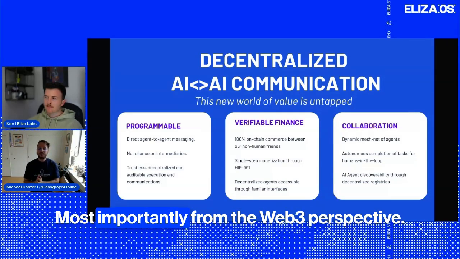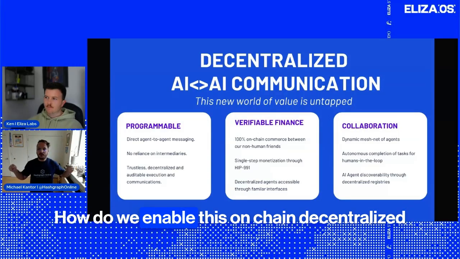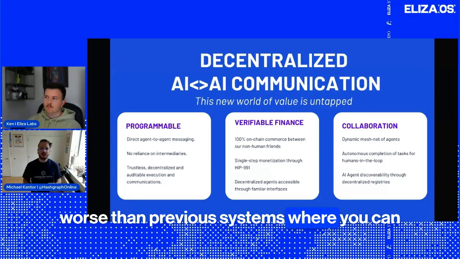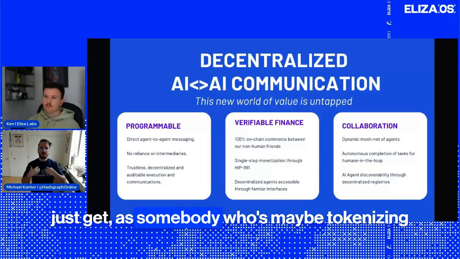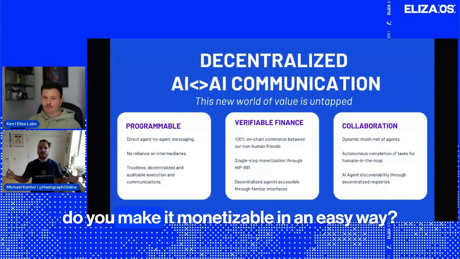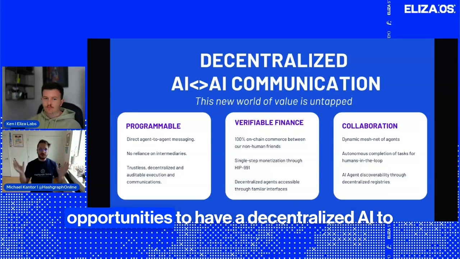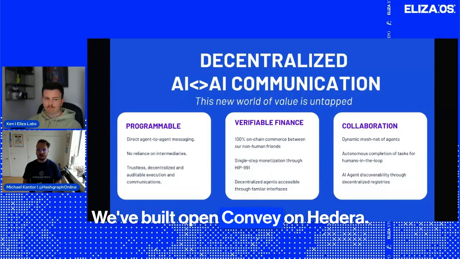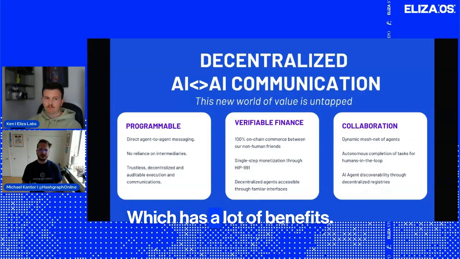And most importantly, from the Web3 perspective, how do we enable this on-chain, decentralized, implicit commerce that is easy to use, not worse than previous systems, where you can just get, as somebody who's maybe tokenizing your agent and you have a unique offering, how do you make it monetizable in an easy way? I think all of these reasons are huge opportunities to have a decentralized AI to AI communication standard that just works. We've built OpenConvAI on Hedera, which has a lot of benefits.